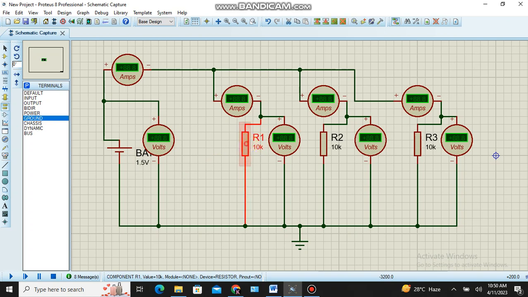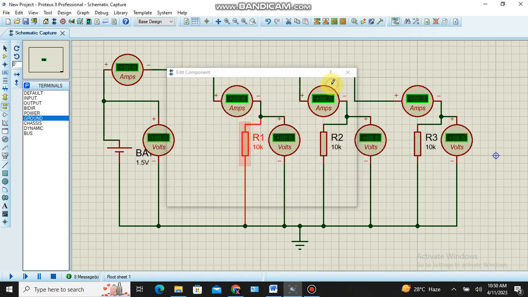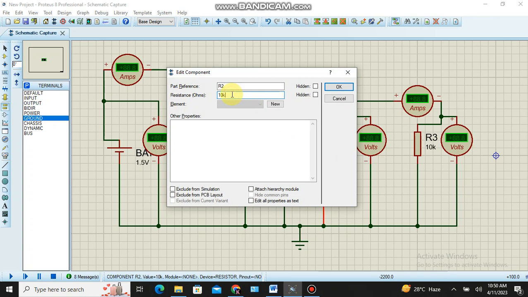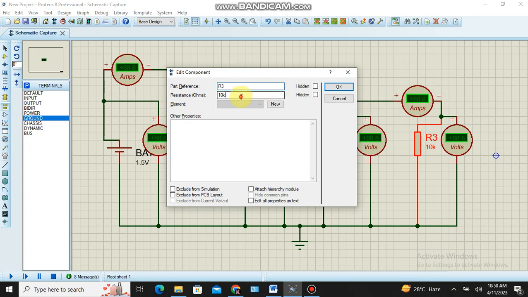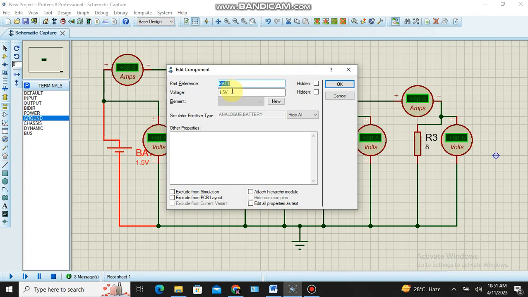Now I want to change the small values in the resistance. I make the first resistance 2 ohm. I set the value for R2 as 4 ohm. For R3 I make it 8 ohm. So any value we can fix. In order to simply understand, I select small values. So I select here 80 volt.